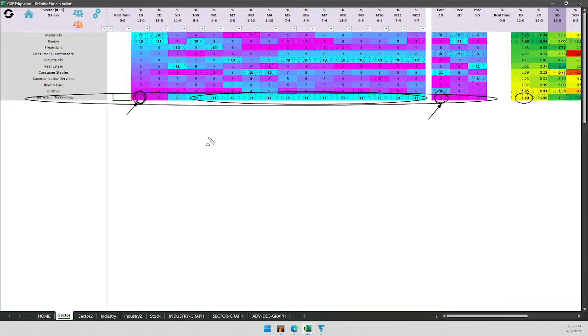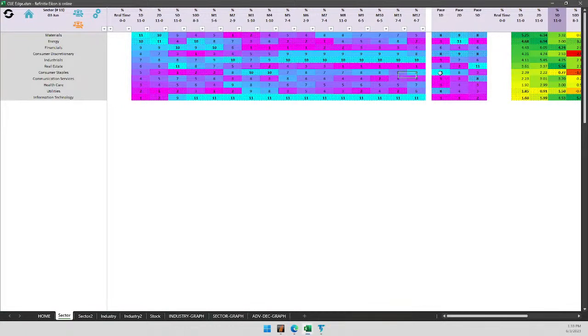On the other hand, materials and energy, they were weak earlier, and now they are the strongest two sectors. We may look to buy in these two sectors, or we may use the acceleration. The most accelerating sector is consumer staples. You can see the score is not among the strongest yet, but that is fine. We may choose the most accelerating sector too for buying.